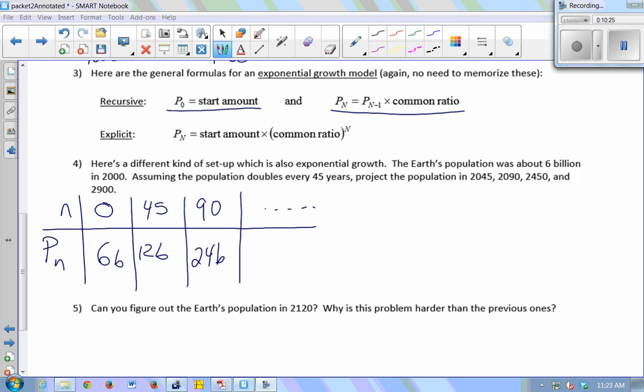But then there's a bunch of blanks here, right? And I go to the year 2450, 450 years after the year 2000. How do I figure that one out?